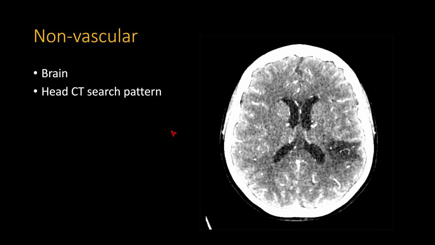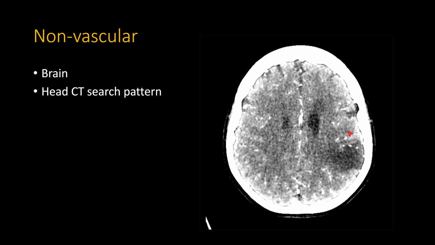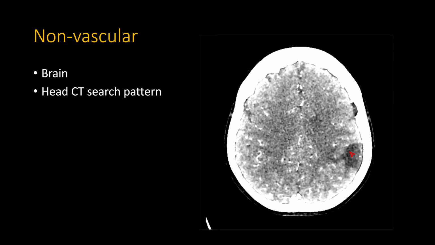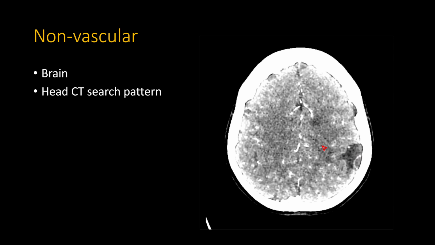Right, so once you're done looking at all the vascular anatomy, it's time to look at all the non-vascular anatomy. You have the entire head and brain, so you have to look at the entirety of your brain. Typically, you've already had a non-con head CT as part of the study, so you've already looked at all the head structures.